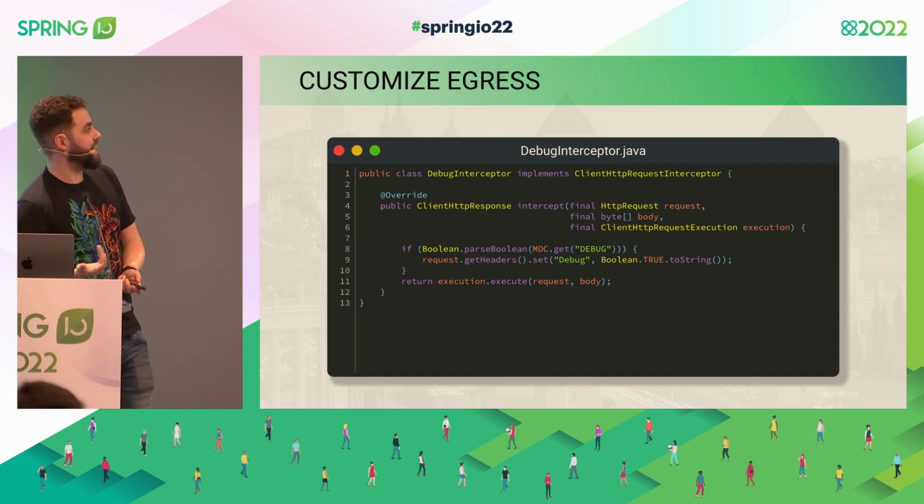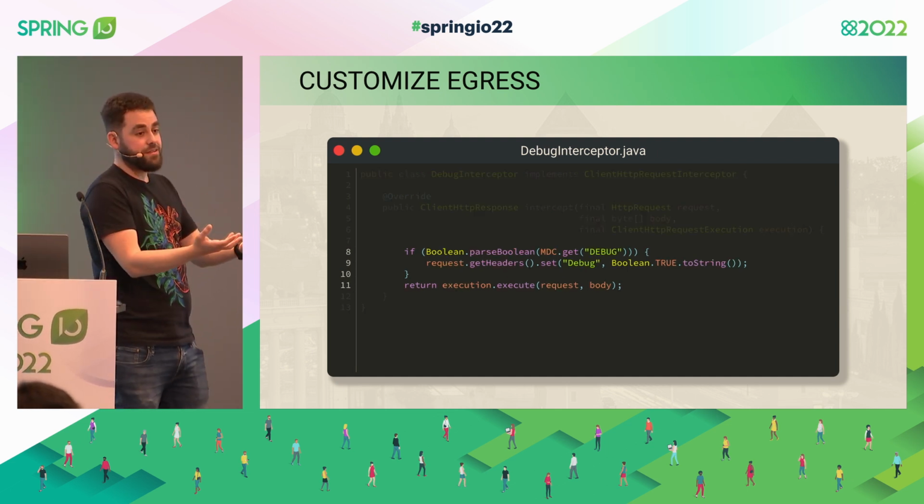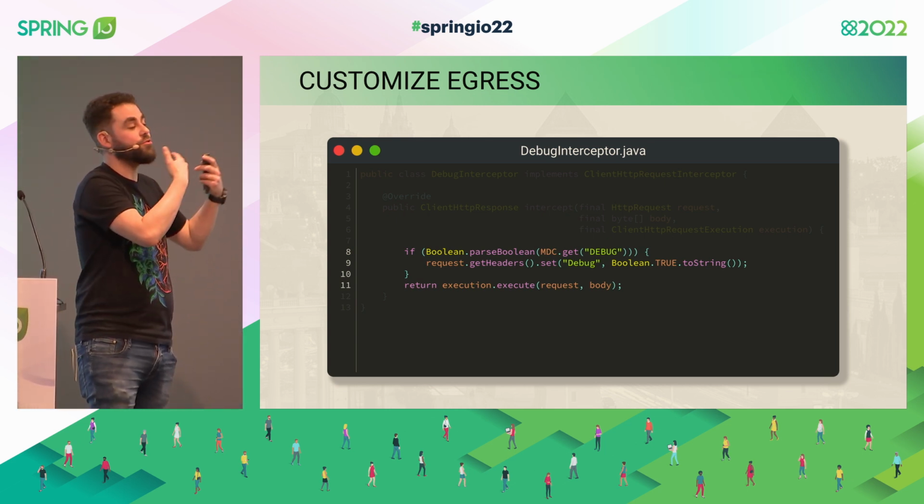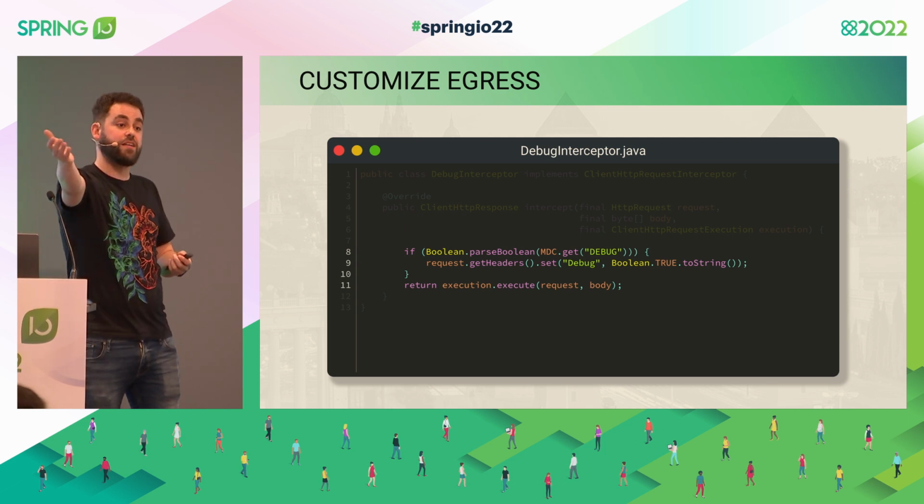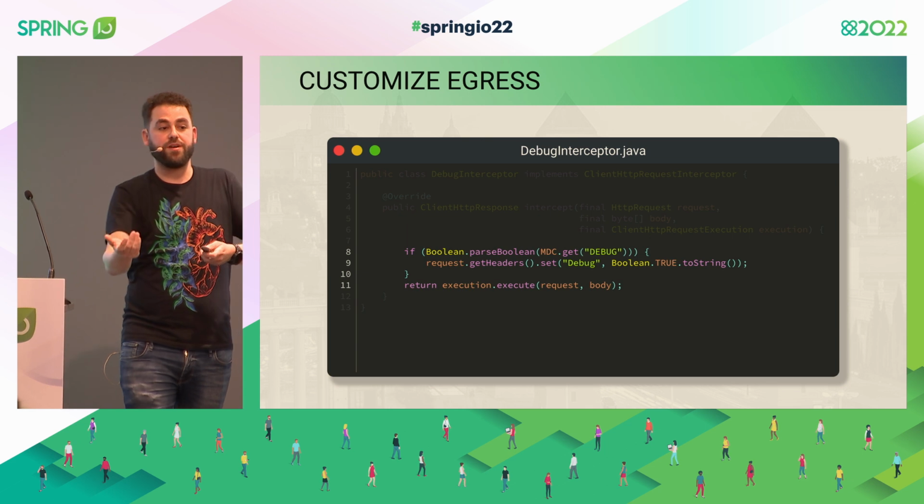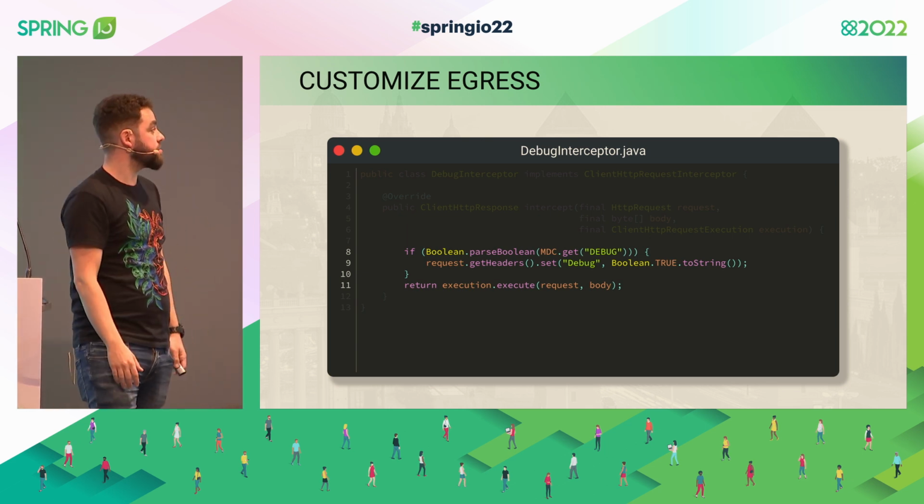Again, very interesting, right? Now we can just go to the MDC and say, OK, just get me this flag. Is it there? OK, if it's there, then I'm going to add this extra header. So I propagate the debug flag. Potentially, the logging filter can say, OK, it's debug, I want to log more information, like maybe the bodies, whatever. It depends on the requirements.